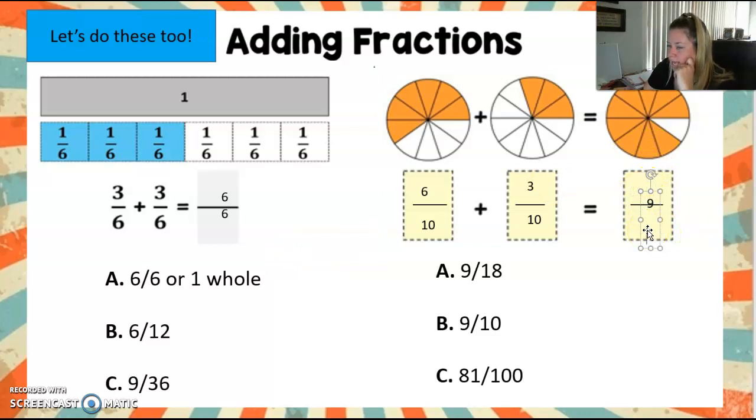Did you say 9/10? Did you choose B? I sure hope so. If you chose 18, you must have added something weird and added denominators or numerators twice or something. Okay, because look at our models. We have 1, 2, 3, 4, 5, 6, 7, 8, 9, 10 parts, and 9 out of the 10 parts are shaded. So it is B. Well done.